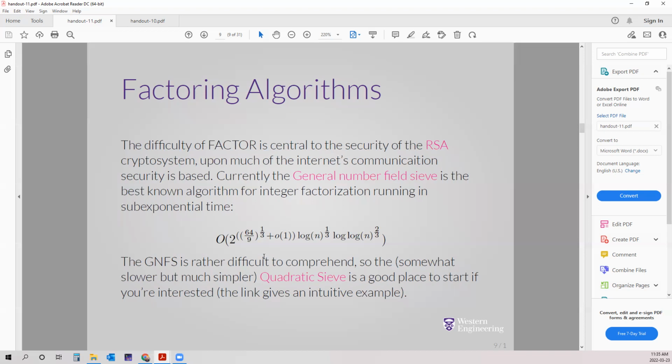And if you use an RSA of 128 bits, it would be different. Now they are starting to talk about larger RSA keys, so the problem is growing. The GNFS is rather difficult to comprehend, so the somewhat slower but much simpler quadratic sieve is a good place to start if you are interested. The link gives an intuitive example.